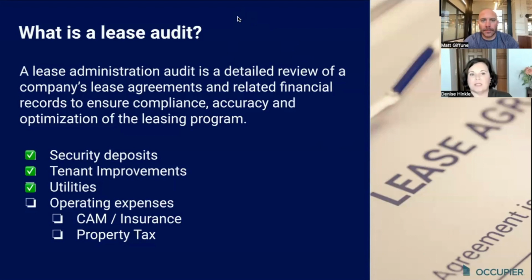Sure. So in very basic terms, a lease audit is just the confirmation or review of the financial portions of the lease. We covered in the first three, you'll see the three green check boxes: security deposits, tenant improvements, and utilities were covered in the first part of this series. So if you missed that, I would encourage you to look it up and go see it. And maybe we'll distribute that link as well at the end of this webinar. But you're really, from a tenant's perspective, really just trying to get it right. You're trying to make sure that as a tenant, you're paying what you were obligated, what you agreed to pay for at the negotiation of the lease.